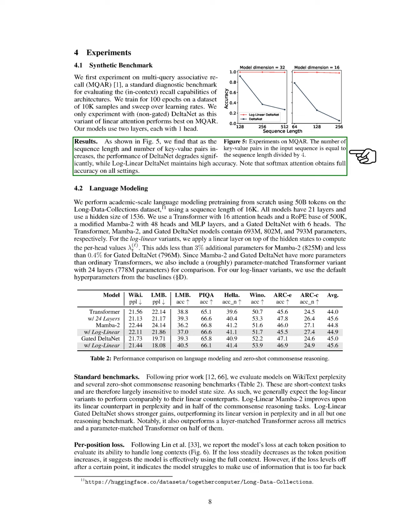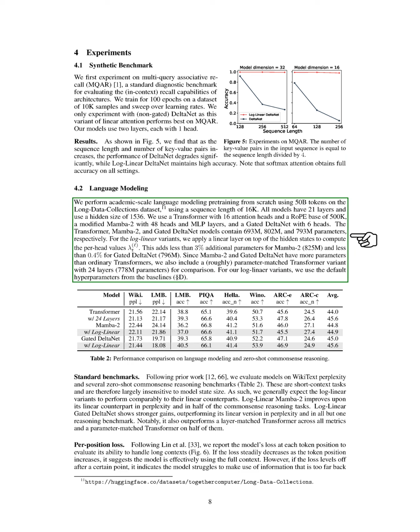For language modeling, we conduct pre-training from scratch using 50 billion tokens on the Long Data Collections dataset, with a sequence length of 16,000. All models have 21 layers and a hidden size of 1,536. We compare a transformer with 16 attention heads, a modified Mamba 2 with 48 heads and MLP layers, and a Gated DeltaNet with 6 heads.